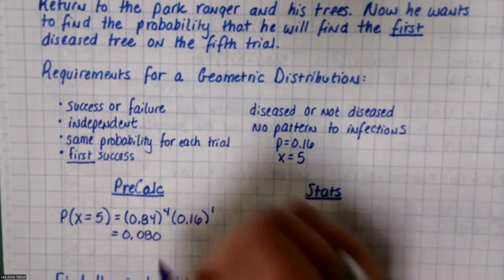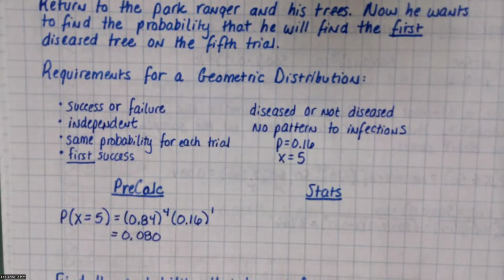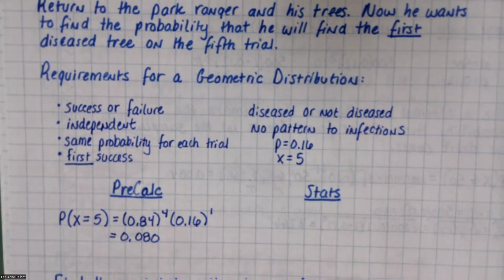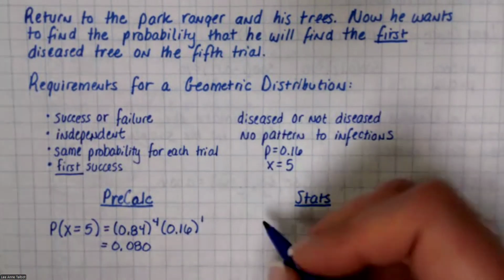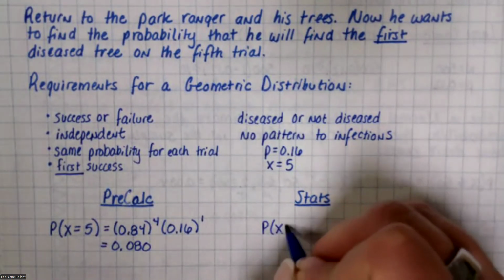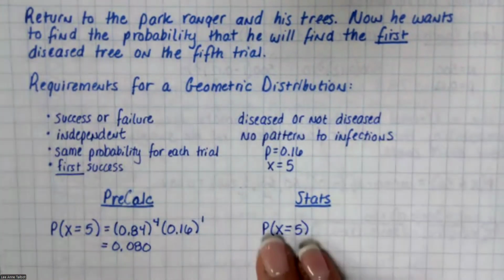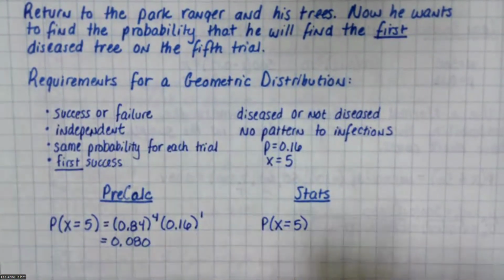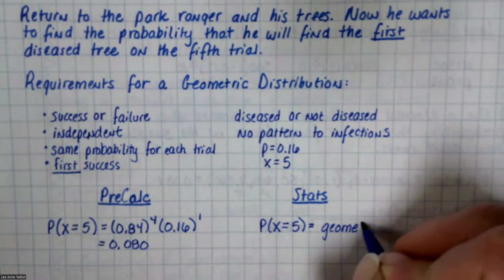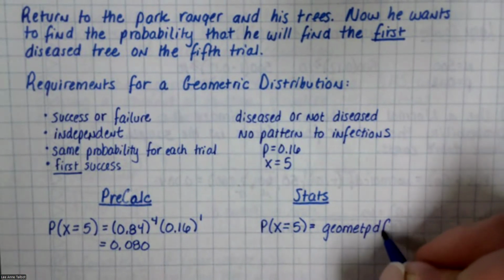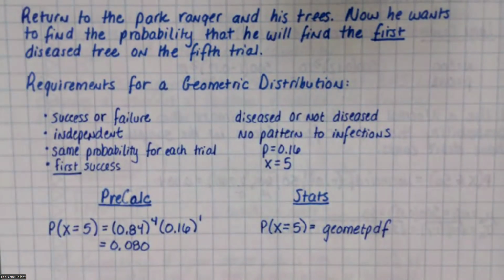Are you guys okay with me just stealing my calculations from previous? Okay, now we're going to do it the stats way, but we're going to do this one in the calculator. So probability x equals 5. This is your proper random variable notation again. Find this in the calculator: geometric probability density function, GeoMetPDF.